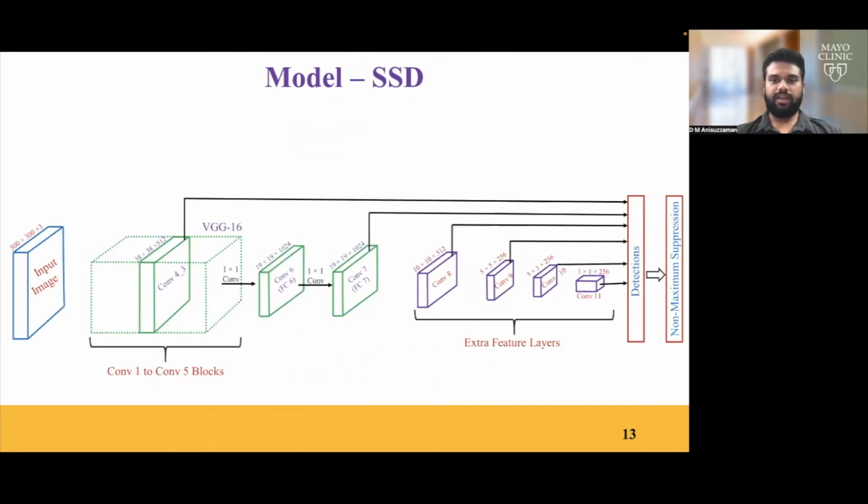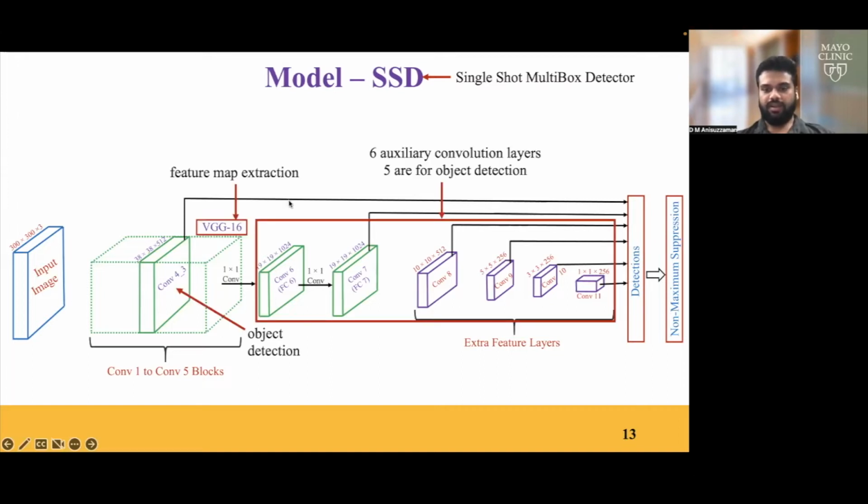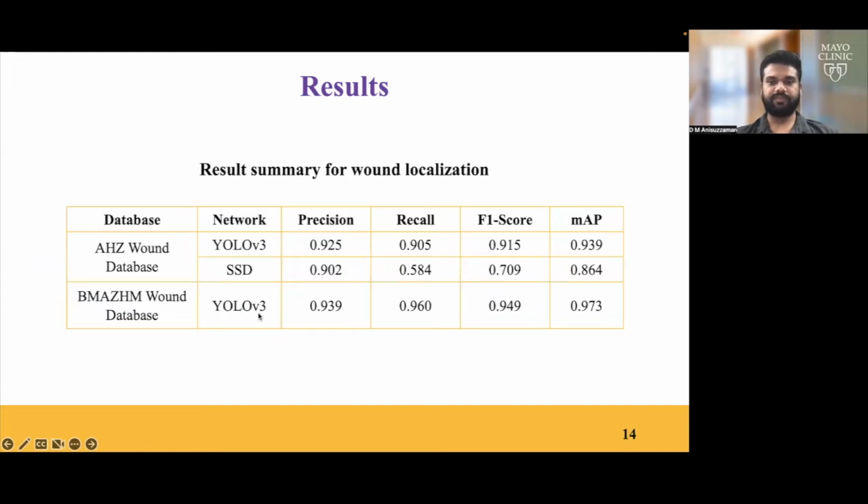We trained another model called SSD, or single shot multi-box detector, where VGG16 and five auxiliary convolution layers are used for feature extraction, and only one layer is used for object detection.